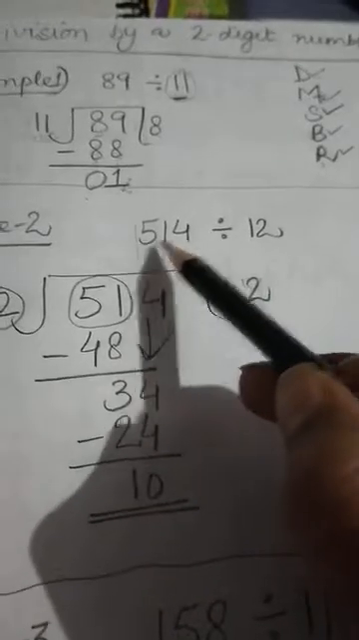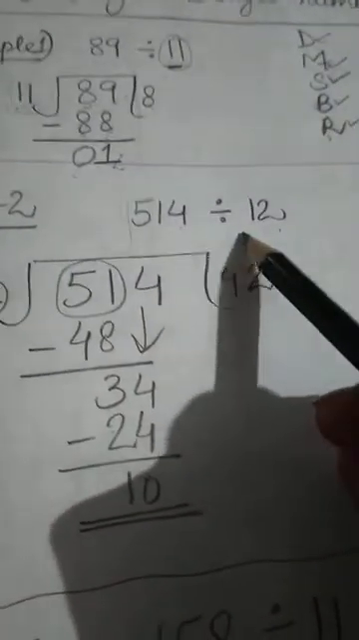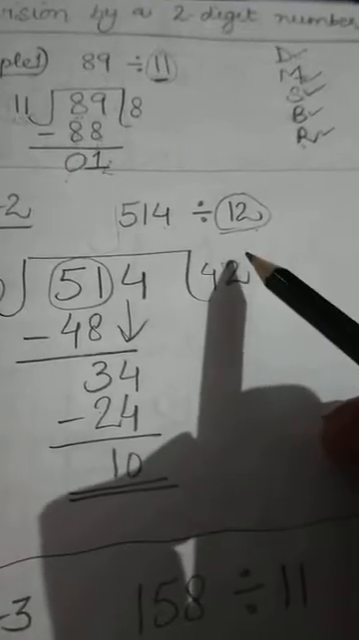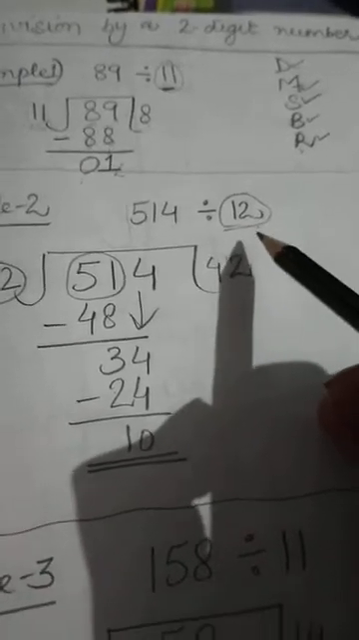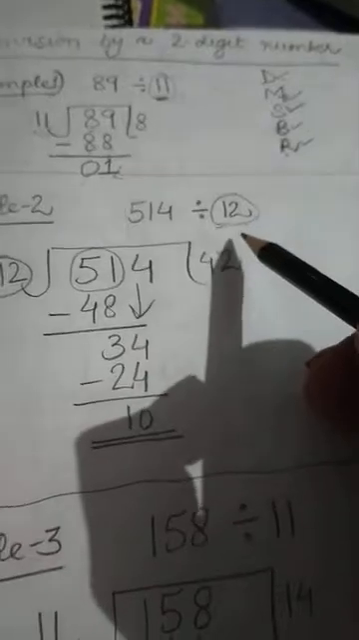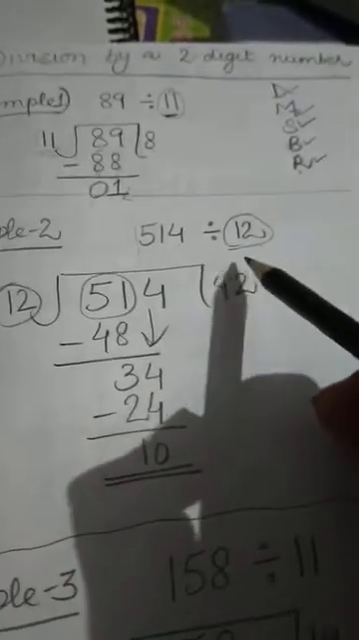Yes, now see one more example relating to this. 514 divided by 12. So here first of all, students, you must know the table of 12, as I already gave in homework. Hope you have learned this table. Firstly we will write the table of 12. 12 zeros are 0, 12 ones are 12, 12 twos are 24, 12 threes are 36, 12 fours are 48, 12 fives are 60, 12 sixes are 72, 12 sevens are 84, 12 eights are 96, 12 nines are 108.